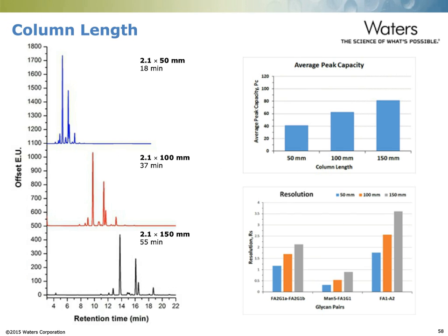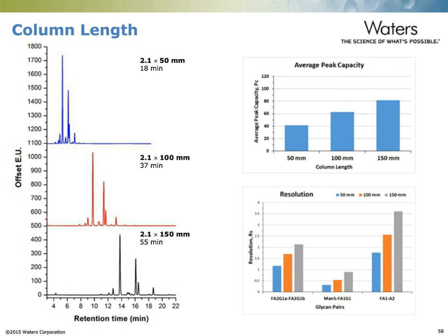Finally, if we look at column length, it probably doesn't come as a great surprise that as the column length increases and you scale the gradient proportionally with the column length, you get an improvement of resolution, which is to be expected. And the incremental change in resolution is directly correlated to the length of the chromatographic column.